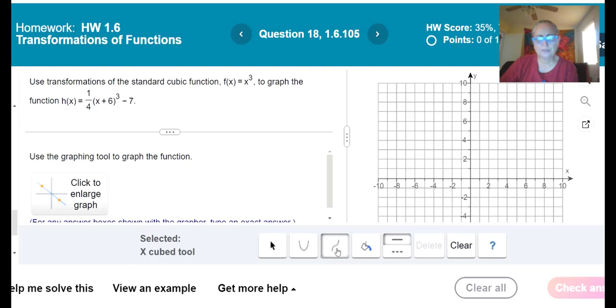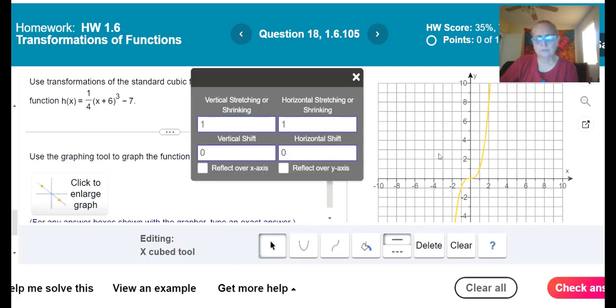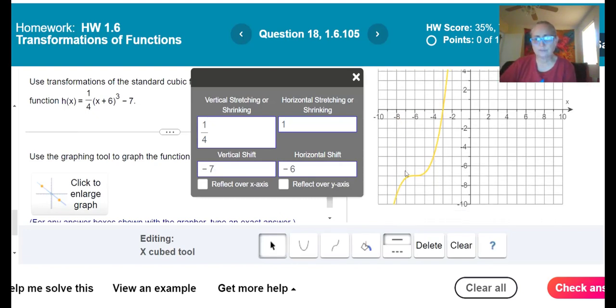I'm going to click on the graph and pick this. Now, I believe, yeah, here it's just going to let us do it by the chart. And again, you don't know until you click on the graph which method it is. But we know that we've got to shrink it vertically by 1/4. We know we have no horizontal stretching. That's multiplying on the inside of parentheses. We know that we went to the left 6 and we went down 7. And we have no negative, so we don't have any reflections. So this is what our graph looks like.